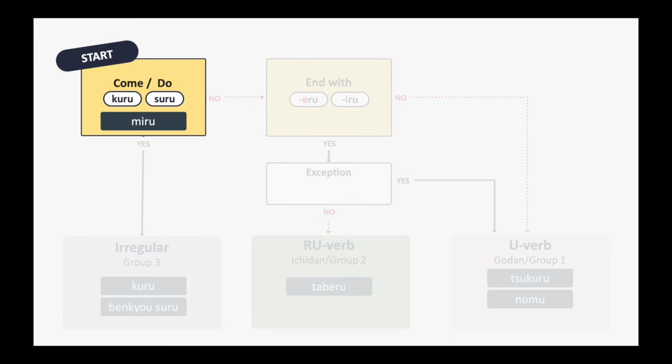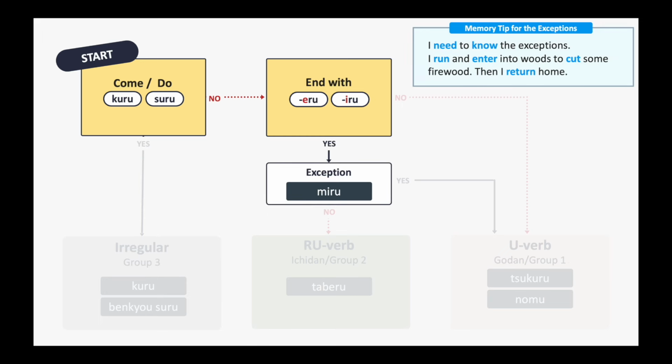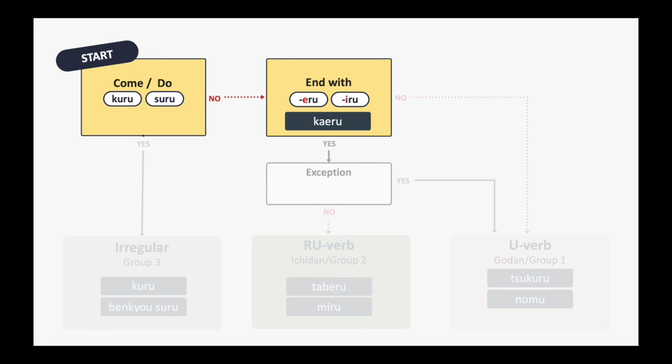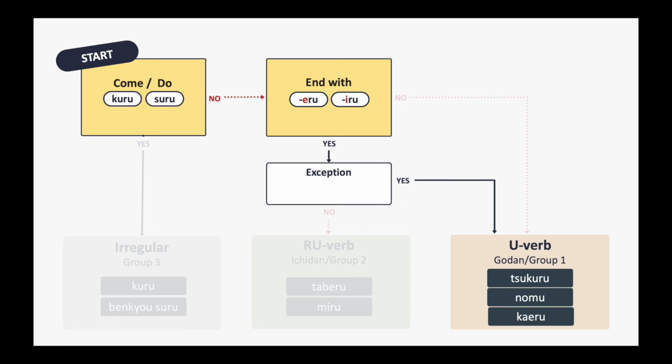How about 見る, to watch, to see, to look? 見る is not an irregular verb, and 見る ends with いる. It appears that 見る is not one of the exceptions, so 見る is る verb. How about 帰る, to return? 帰る is not an irregular verb, and 帰る ends with える. Now, 帰る to return is one of the exceptions, so 帰る is う verb even though it ends with える.